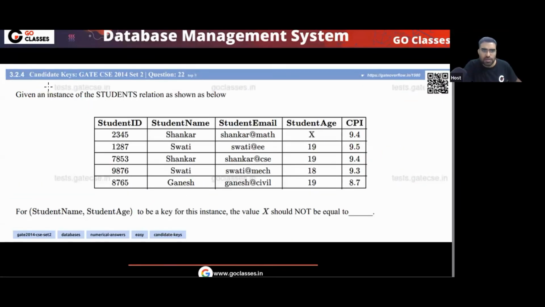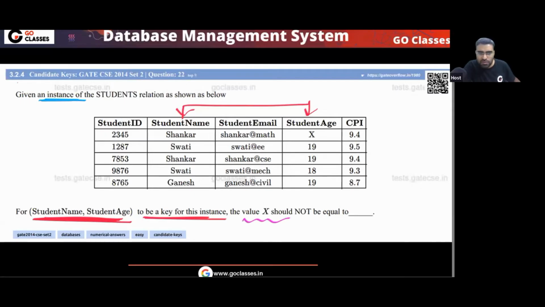Let's solve this question. This is a GATE 2014 question. Given an instance of the student relation, the data is given to you. For student name and student age, this combination, we want this to be a key. Then what should the value of X not be equal to?